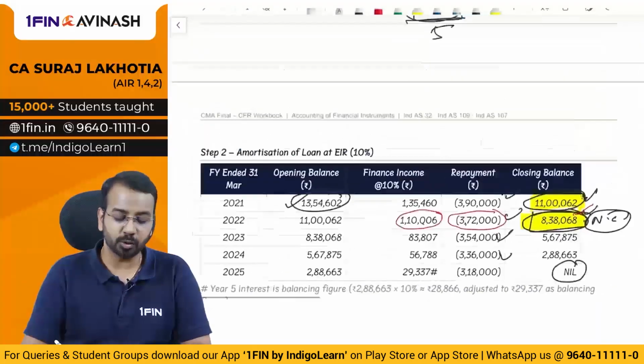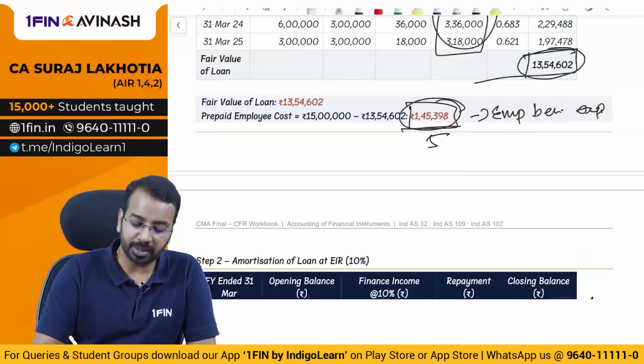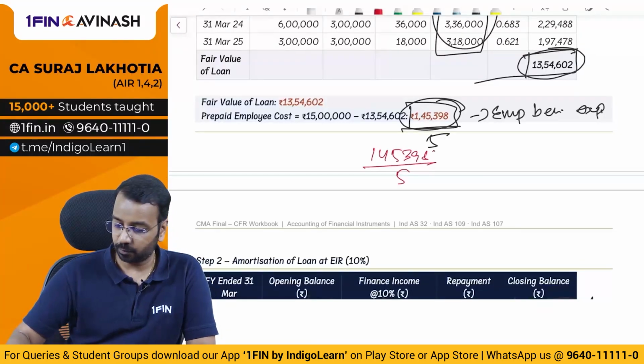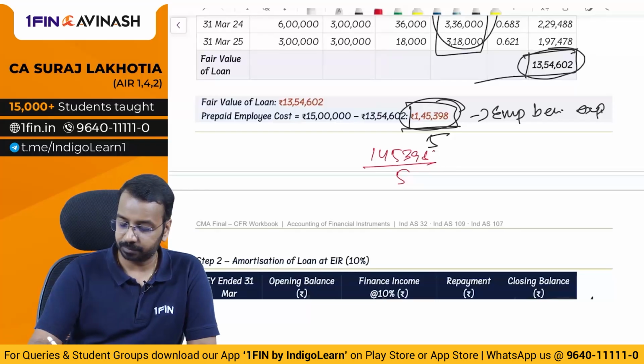Now when it comes to prepaid expense, what is the prepaid expense? 145,398 divided by 5.